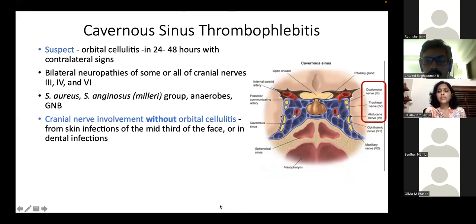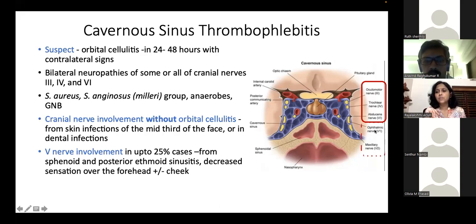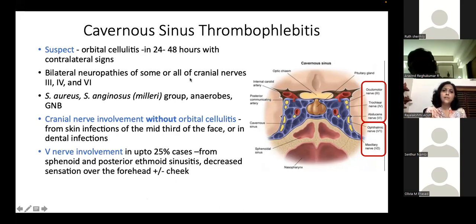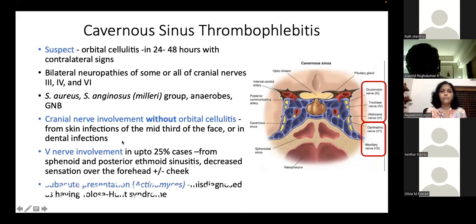Other cranial nerves can also get involved, as I have shown here, the fifth nerve, which is affected in 28% of the cases. If this nerve is affected, sphenoid or ethmoid sinusitis is involved, and the classical sign is absence of sensation of the forehead and cheek. Sometimes you can have a cavernous sinus thrombophlebitis without orbital cellulitis, in which case the danger area of the face is affected, or it's a dental infection which is the source. Subacute presentations are very rare and can be caused by the actinomyces group of infections, and it's often misdiagnosed as Tolosa-Hunt syndrome, which is a non-infectious inflammatory syndrome, and such patients may end up receiving steroids initially.